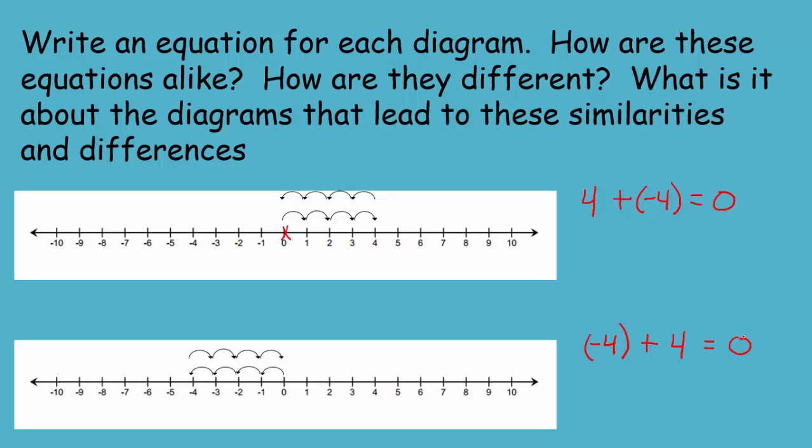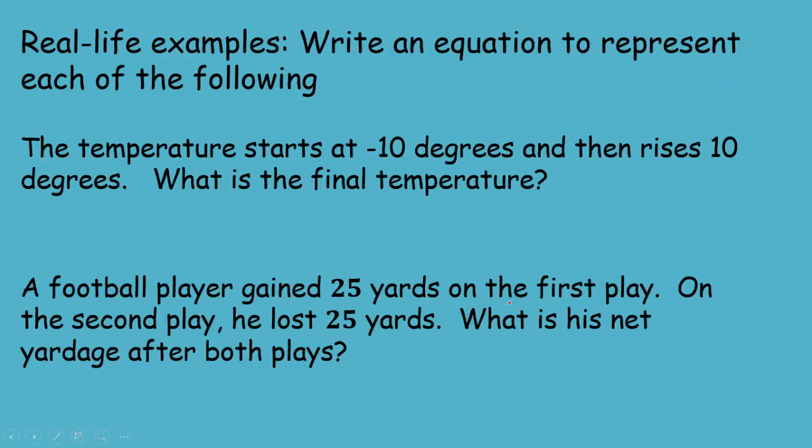Similarities, you end up at 0 for both. In the first example, we move to the right first and then the left. Second example, we move to the left, then the right. 4 and negative 4 are additive inverses.